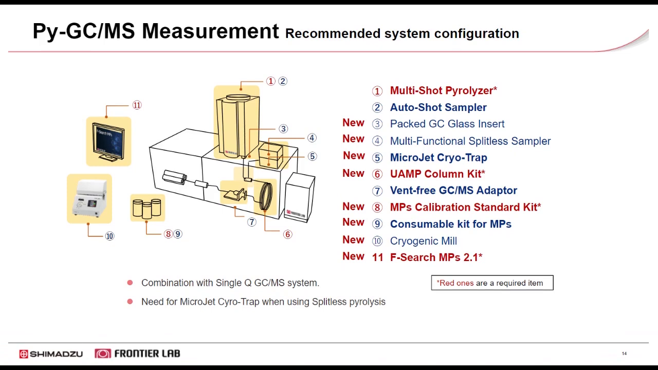Specific to microplastics analysis, we also developed a column kit, a packed GC glass liner, the Microplastics Calibration Standard Kit, and F-Search MP software. The multifunctional splitless sampler and microjet cryo trap are other accessories that you can use based on your application of interest.